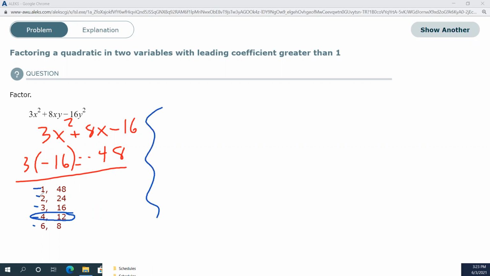So now I can go like this, 3x squared plus, and now I rewrite the 8x as, this time I'm going to swap the order. I'm going to go 12x minus 4x. Because it doesn't matter. I mean, it still adds up to 8. And then minus 16.